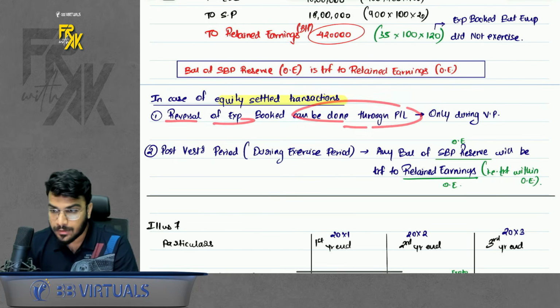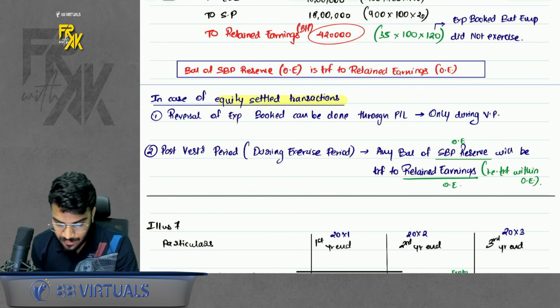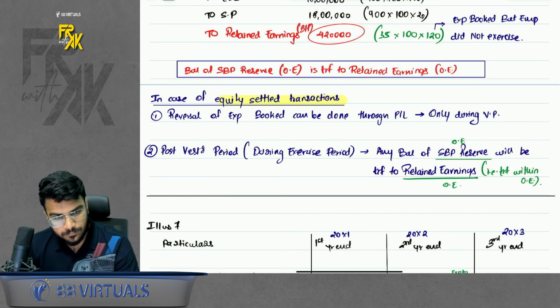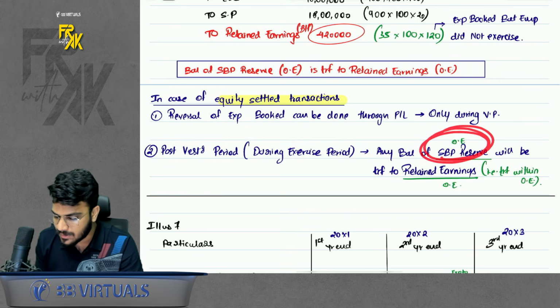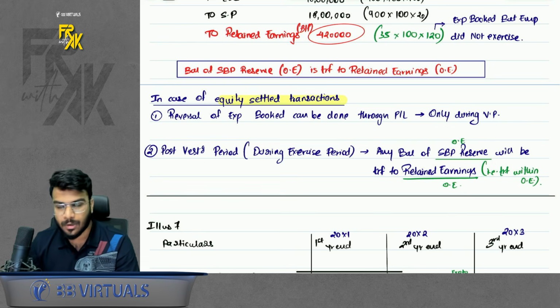Also I told you one thing: in case of equity settled, if any reversal is happening during the vesting period, the reversal will happen through P&L. But if the reversal is happening post vesting period, the balance of SBP reserve will be transferred to retained earnings. Okay, the logic we already discussed.